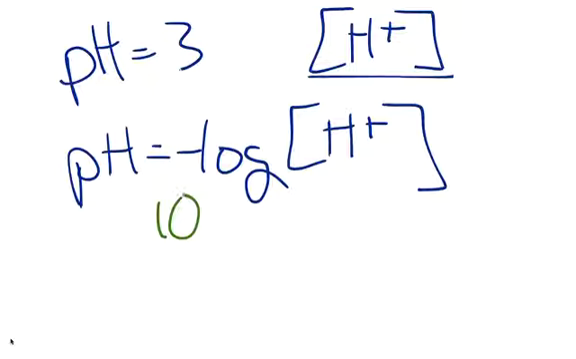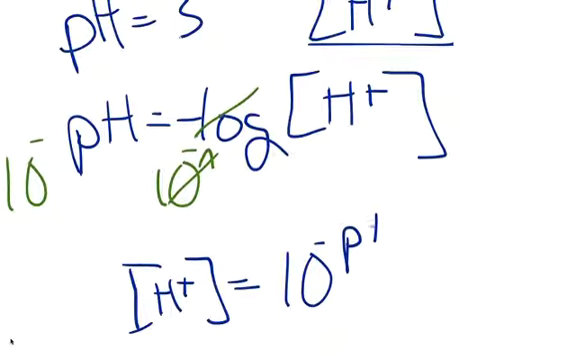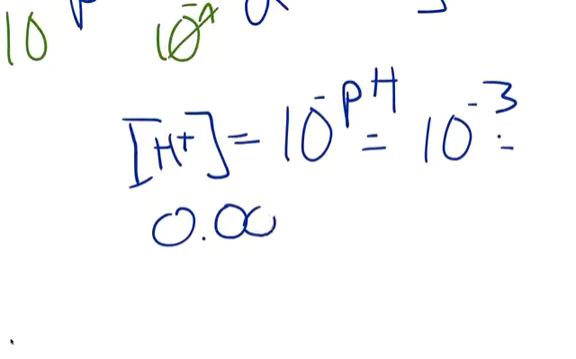If you rearrange this, I said the opposite action is taking something 10 to the power. I'll have to have 10 to the negative power to cancel out the negative log here, and I'll have to have 10 to the negative pH over here. So we can calculate hydrogen ions from pH. It's really, really easy. The hydrogen ion concentration of any acid is going to be equal to 10 to the negative pH. So if I have a pH of 3, the hydrogen ion concentration is 10 to the negative third, which we could represent as 0.001 or 1 times 10 to the negative third.